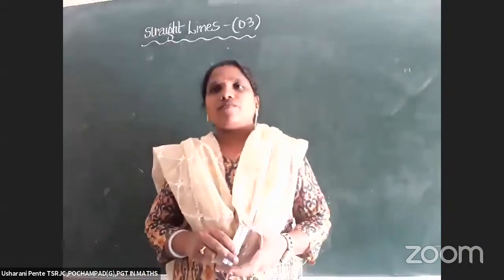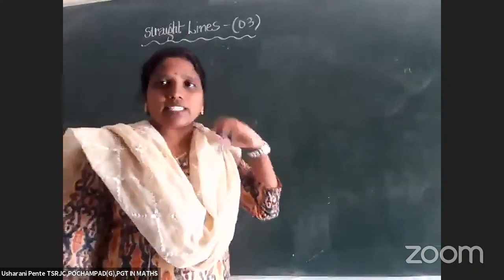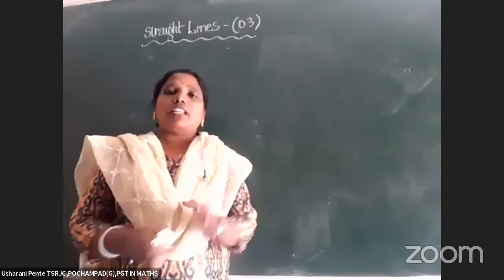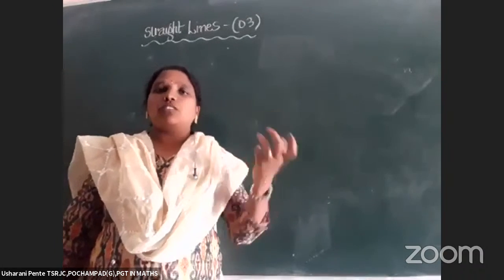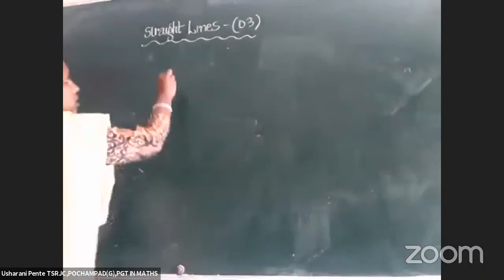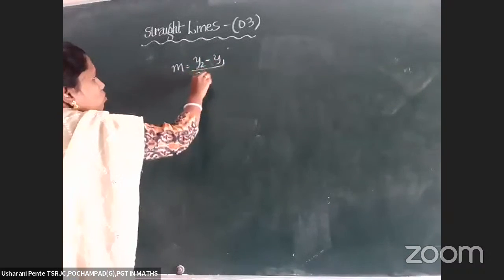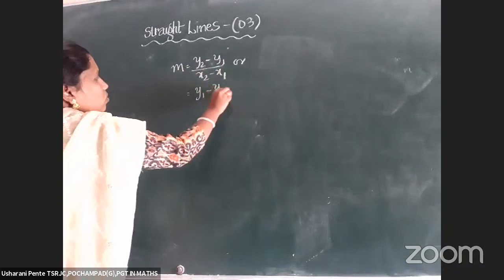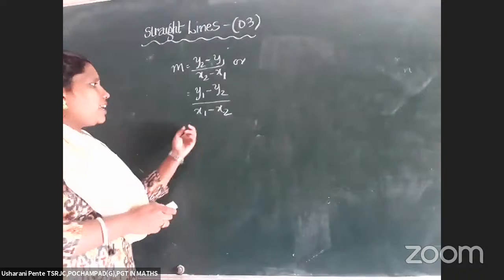Good afternoon, students. Yesterday, in straight lines, class 3, we have seen the slope. If two points are given, how to find the slope? By using the formula m is equal to y2 minus y1 by x2 minus x1, or we can use y1 minus y2 by x1 minus x2.